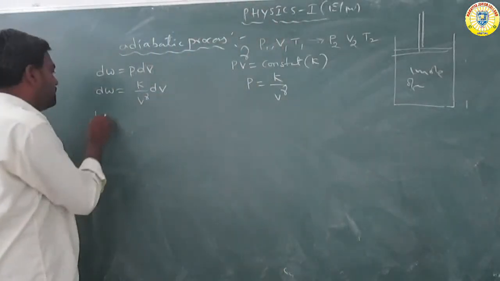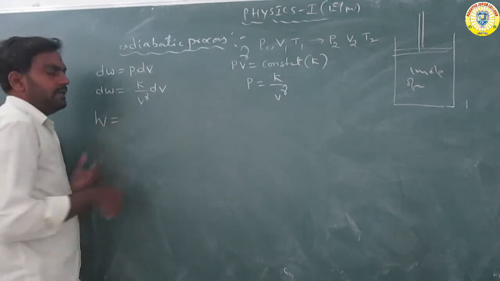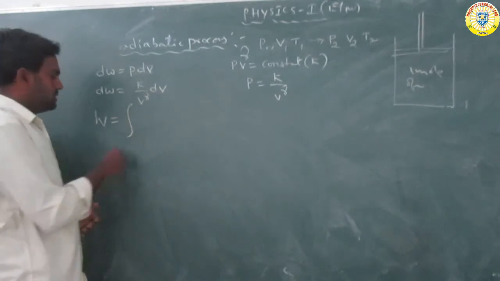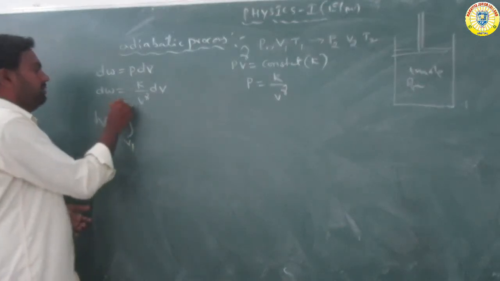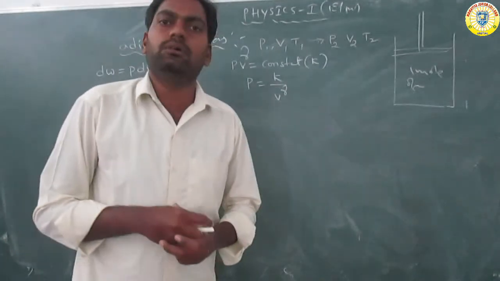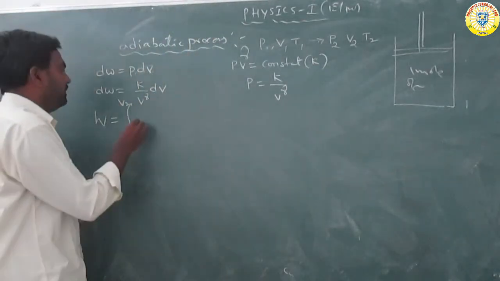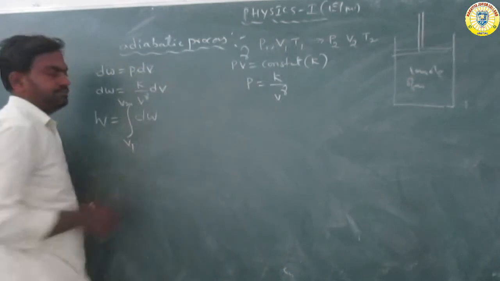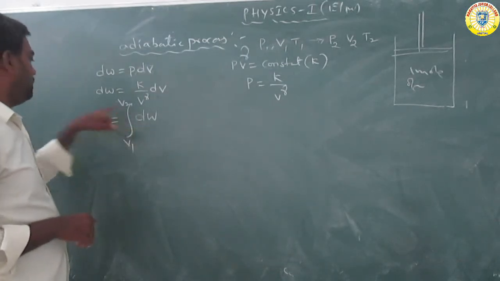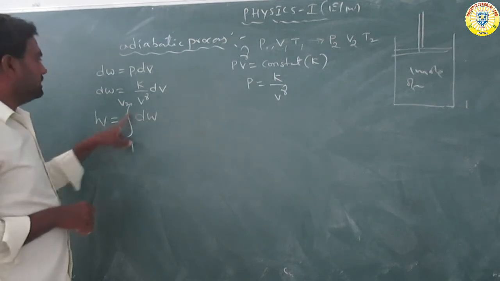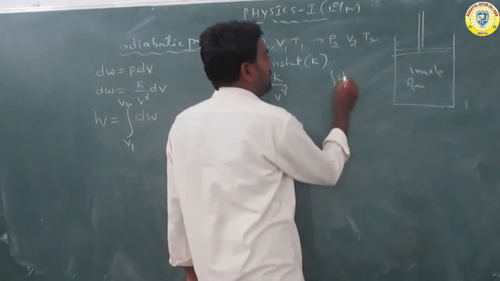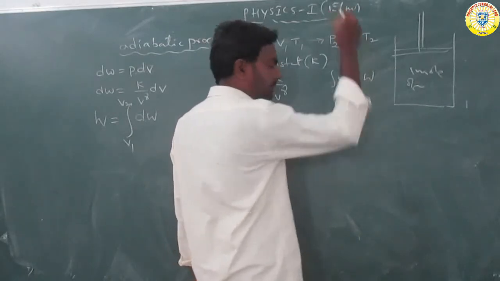So the total work done W, with a similar pattern here also. We integrate on both sides, with the limits taken from V1 to V2. The integration of dW gives us W. The general equation is that the integration of dW is equal to W.